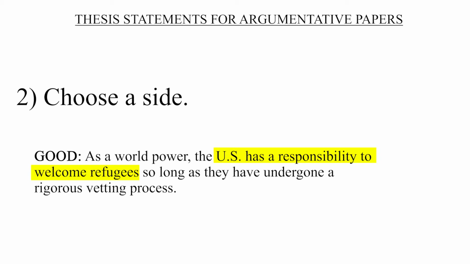And notice, however, that when you do choose a side, when you do make an argument, that argument doesn't necessarily always have to be a fully black and white kind of argument. It doesn't have to be that the US must allow in all refugees versus nope, nobody gets in. Everyone is dangerous. It doesn't have to be that black or white. Most reality is kind of in a gray area, and it's okay if your argument is in a gray area, which is the case in this sentence. The US has a responsibility to welcome refugees so long as they have undergone a rigorous vetting process. So it has a little bit of a caveat there. So just keep that in mind as well when you're deciding how to make your argument a little bit more refined.